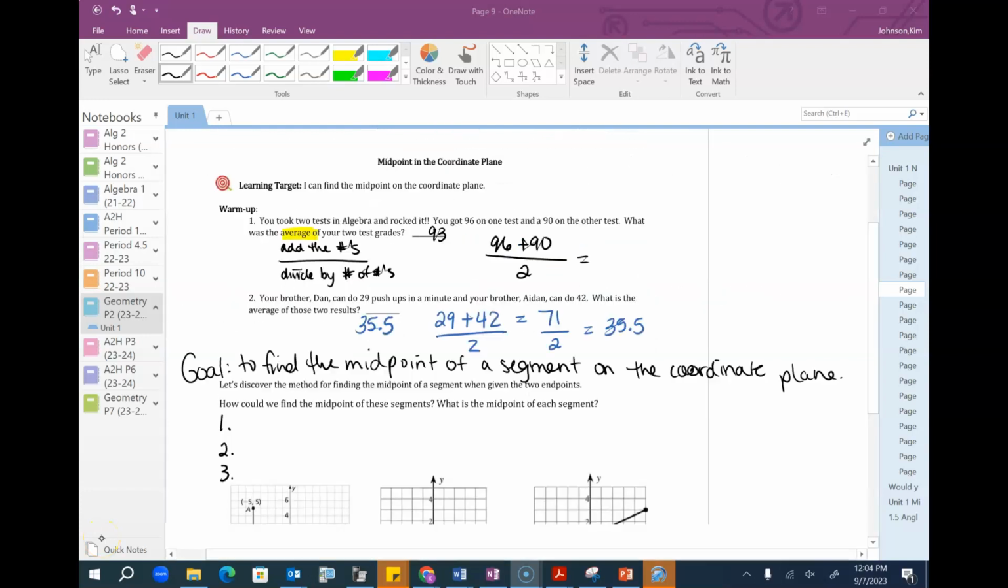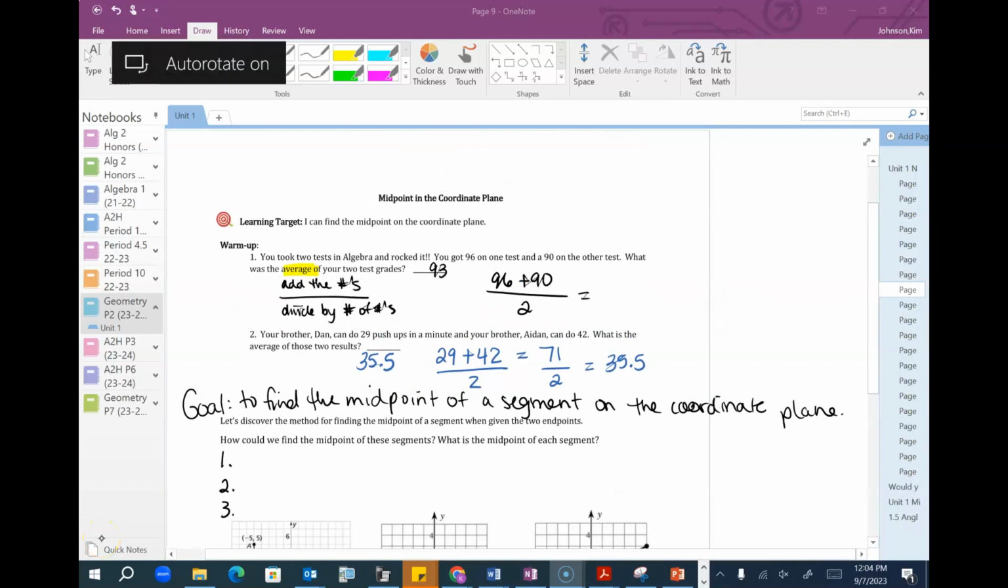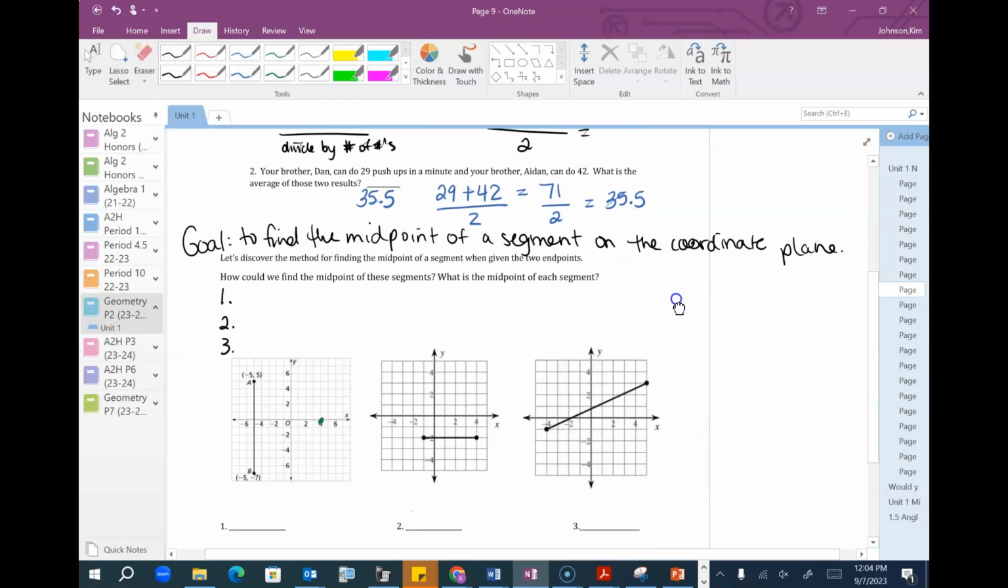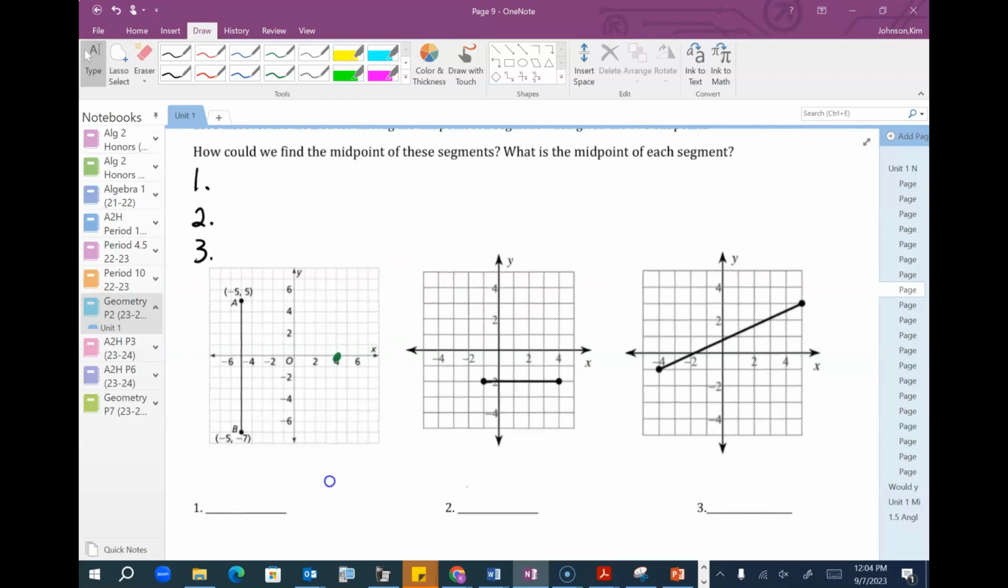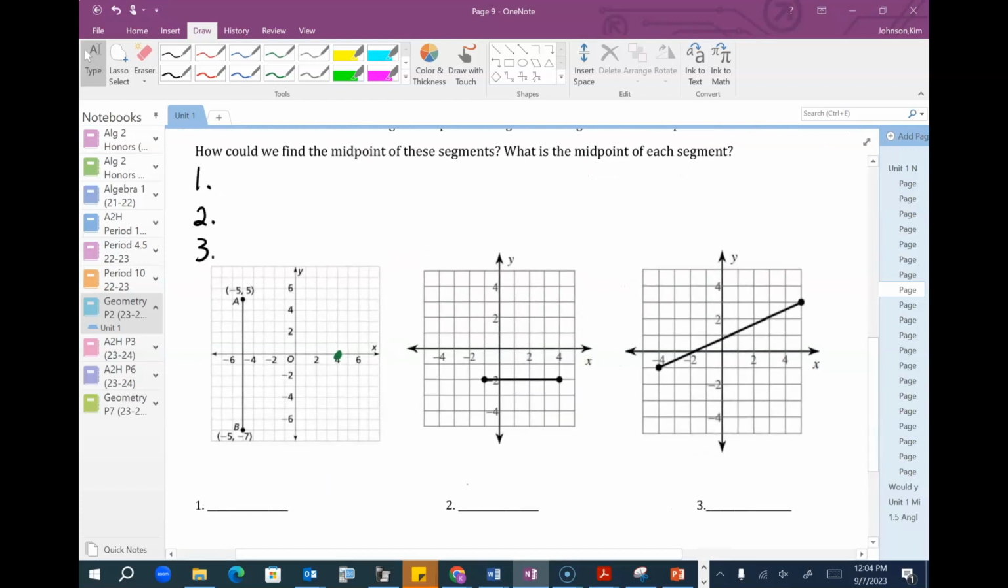Hey geometry students, in today's video we are going to re-emphasize how to find the midpoint of a segment on a coordinate plane. So I like to break this down into steps for my students. When we want to find the midpoint, what we really want is the average of the 2 points. In order to do that, we're going to find the middle of the x's. To do that, we're going to find the average of them.